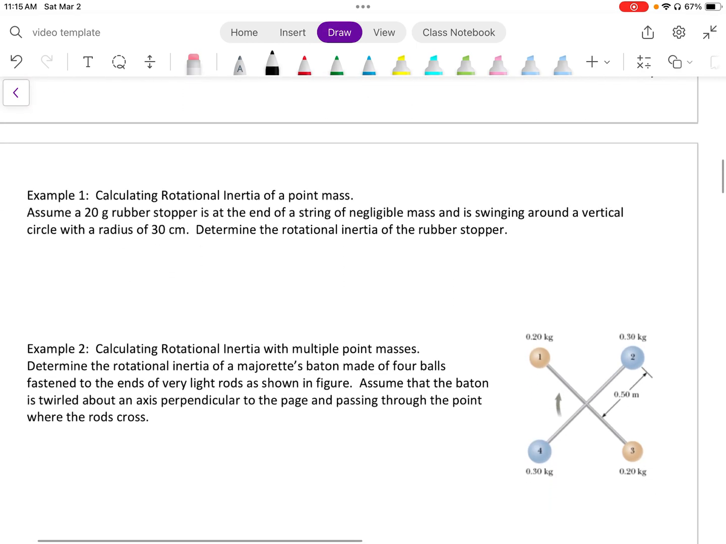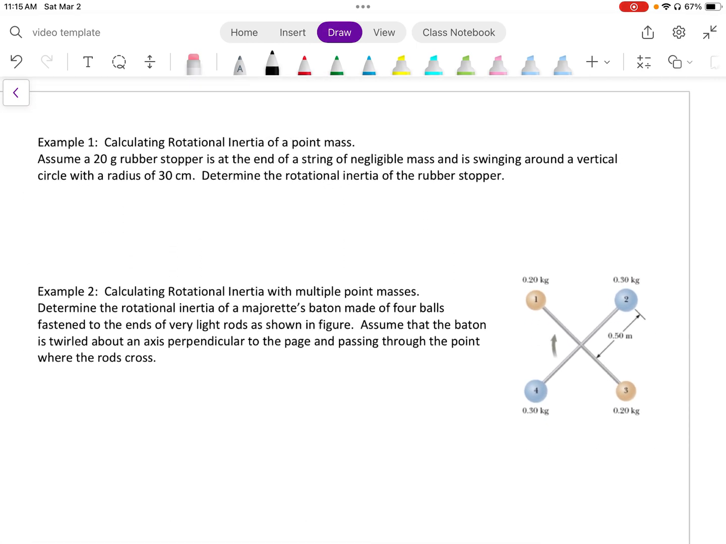Moving on. So let's do some examples. Let's calculate, using my rubber stopper as an example, the rotational inertia. Again, from this point forward, I'm going to refer to I as the rotational inertia because that's how AP exams refer to it, and I don't want to confuse you. Even though technically this is the moment of inertia of a point mass. But I will use the same terminology that AP uses.